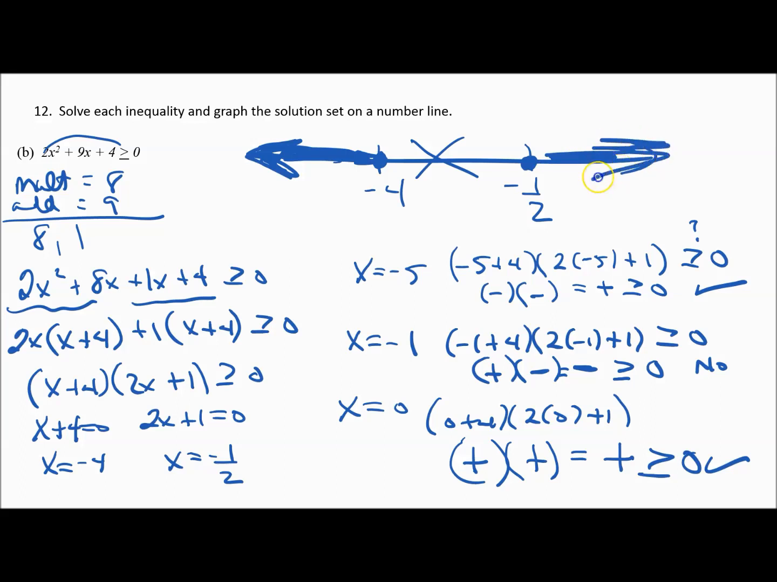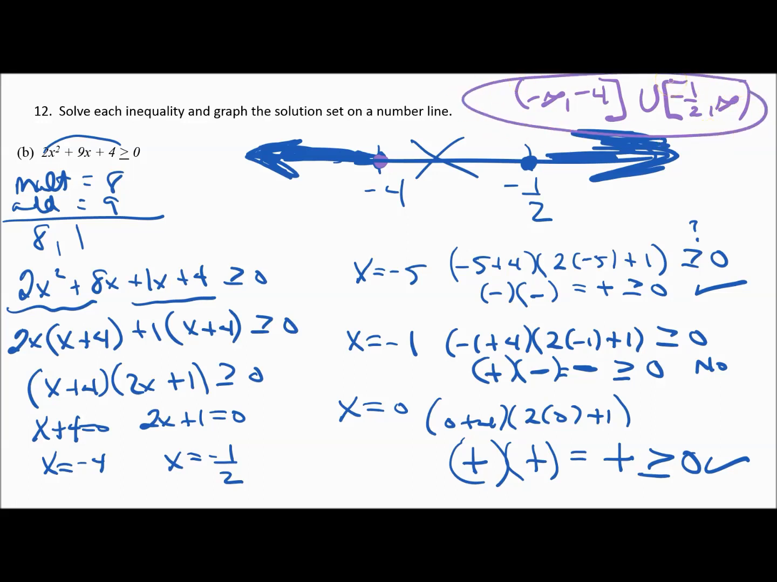So I shade in this particular part of the number line, and then I write my final answer in interval notation. So my answer is going to be negative infinity to -4 with a bracket, because that's filled in and that's an equal to. So bracket, union, bracket again, negative 1/2 to infinity. And this is the answer that I'm looking for.